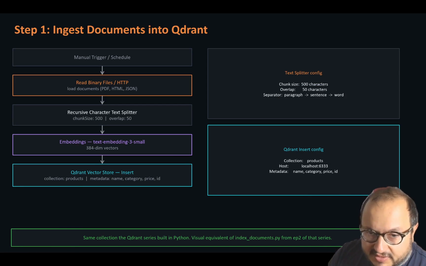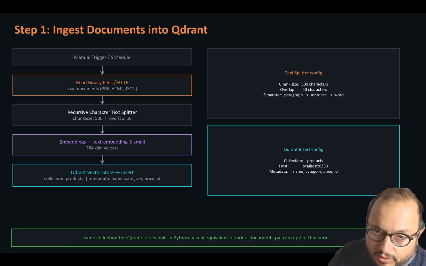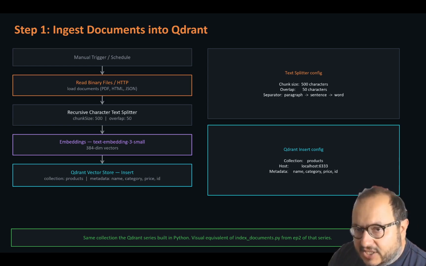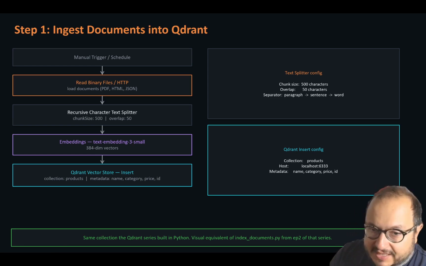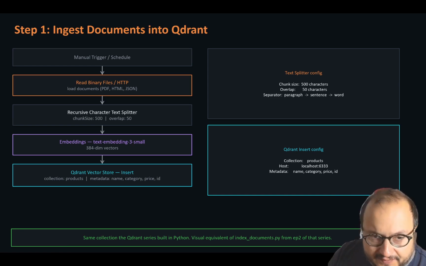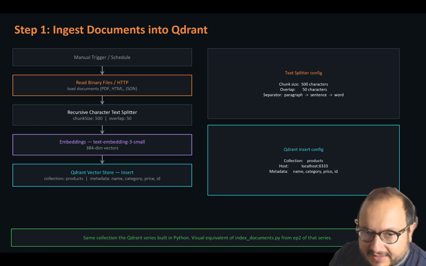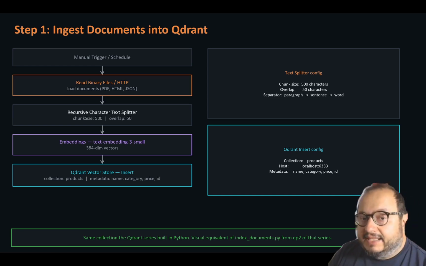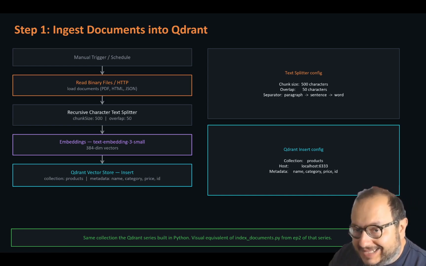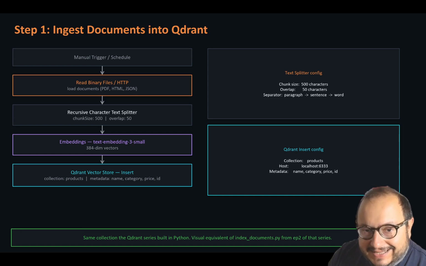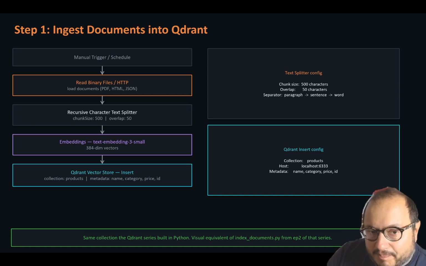A manual trigger or schedule trigger at the top, and an HTTP request node or read binary files node to load your documents, in your case a JSON file of 500 products, a recursive character text splitter node, chunk size 500 characters, overlap 50, splits on paragraph, then sentence, then word boundary. Next, an embedding node. I'm using OpenAI text-embedding-3-small here, 384 dimensions. This is the same embedding model the retrieval query will use. They have to match, or the similarity scores are meaningless.